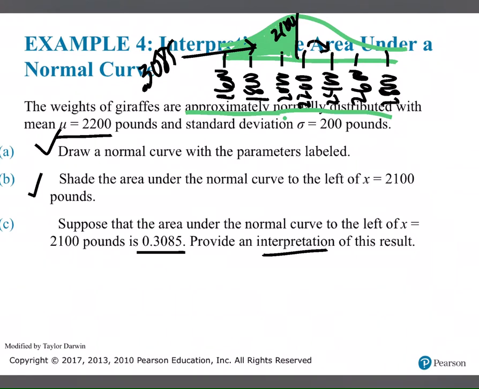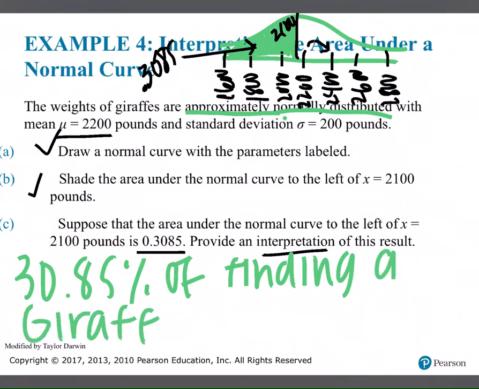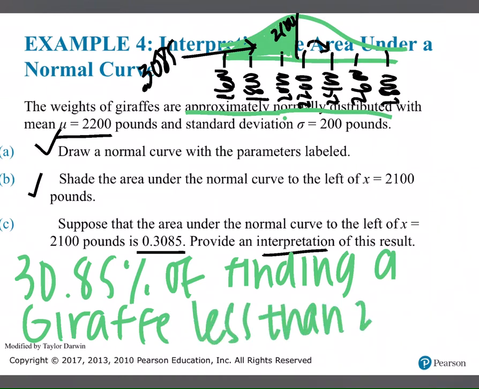I'm going to write it as a percentage, but that we have a 30.85% chance of finding a giraffe less than 2,100 pounds, or to the left of 2,100 pounds. And that's what to the left means, because it's giving you that value and all the values less than it. In this case, the value being 2,100.